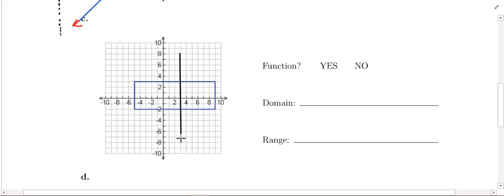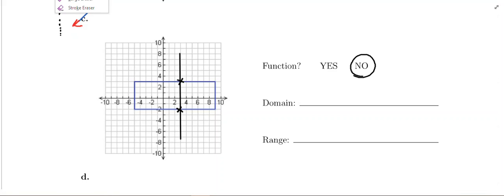Where I've drawn it, the x value is 3. So an input of 3 is going to produce 2 outputs. x equals 3 is an input that produces more than one output here. We're failing the vertical line test, so this rectangle is not a function. Although it is not a function, we can still write down the domain and range for this graph. Let's work on that.